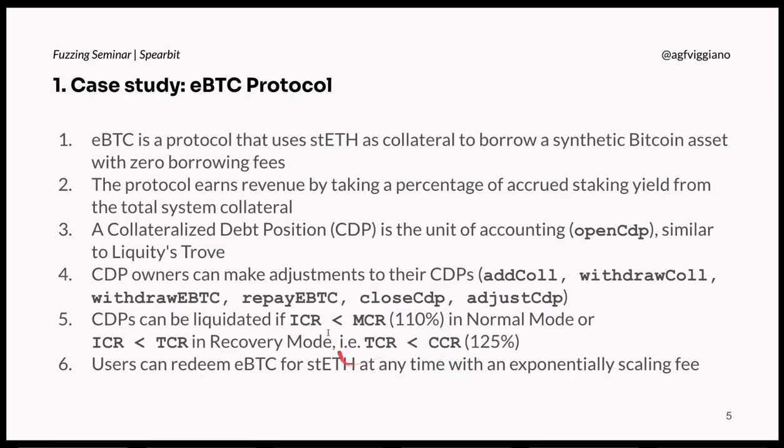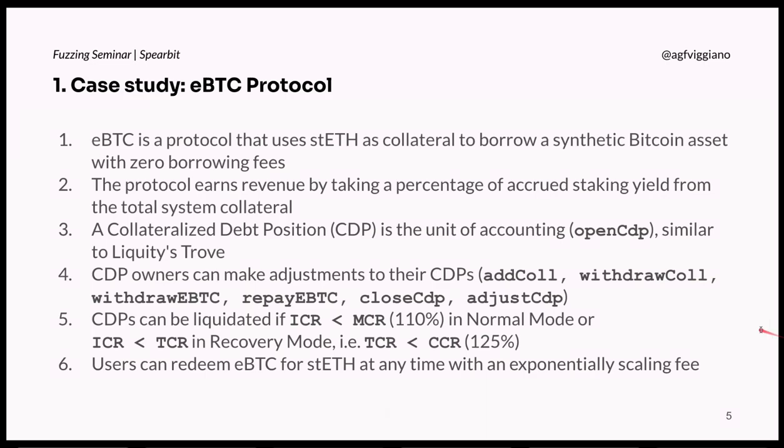So there are these two modes, and depending on your collateralization ratio, your position can get liquidated. And there's also a redemption mechanism that was introduced by Liquity on LUSD, where any eBTC holder can exchange their eBTC for staked ETH, even if they don't have any open positions. They can exchange at face value for the collateral of the system, and there's a fee that grows with the number of redemptions that are happening, to discourage users from redeeming too much.